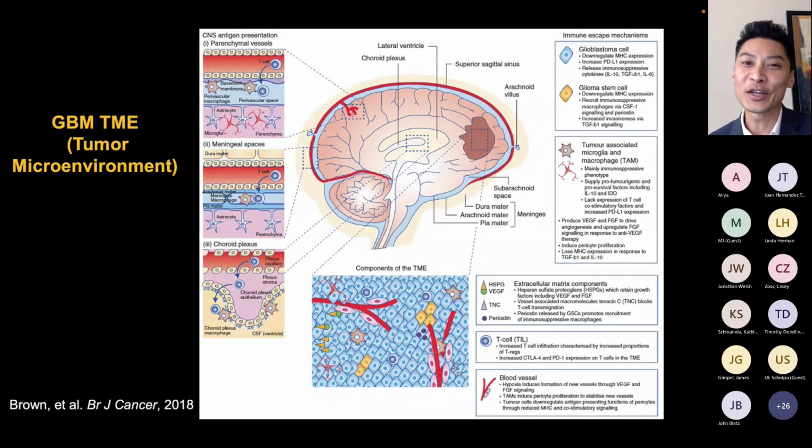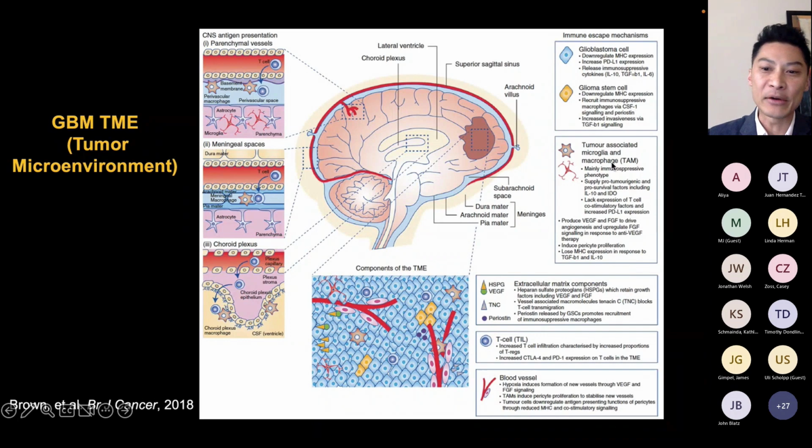Now, this is a fairly complex diagram of a GBM, and there are so many different things involved. For example, there are tumor cells, stem cells, macrophages and microglia, some extracellular matrices, T cells, blood vessels, everything that you can think of, you can name it. And there's been a lot of research effort into imaging each component of this tumor microenvironment to tell us about tumor behavior and tumor prognosis.